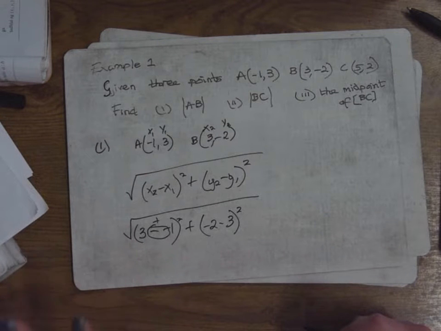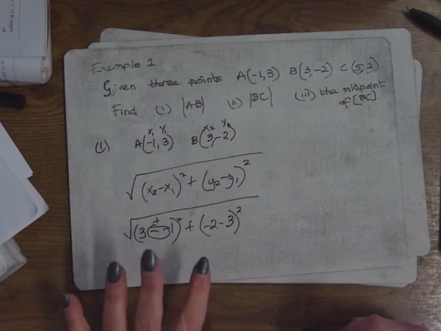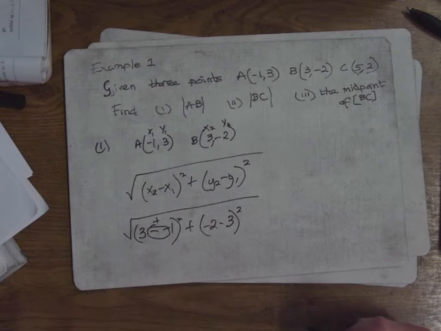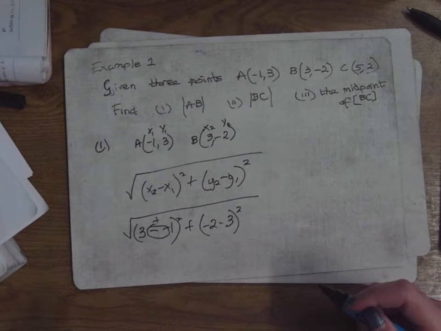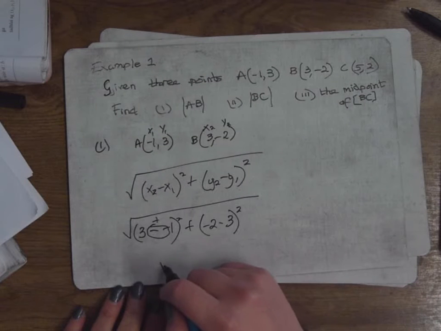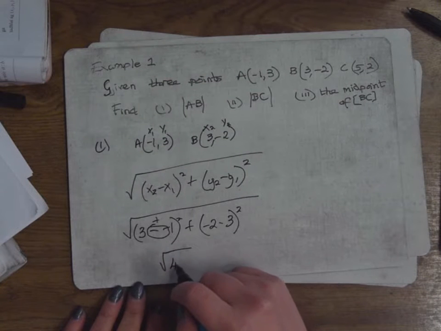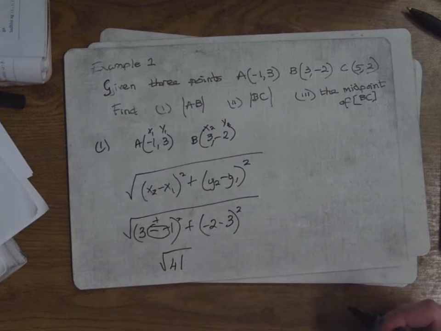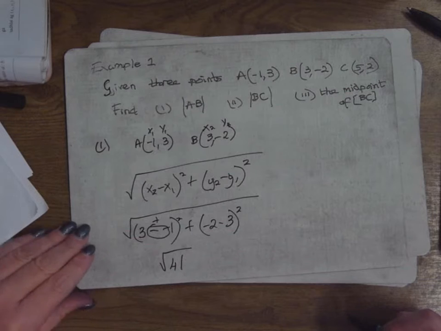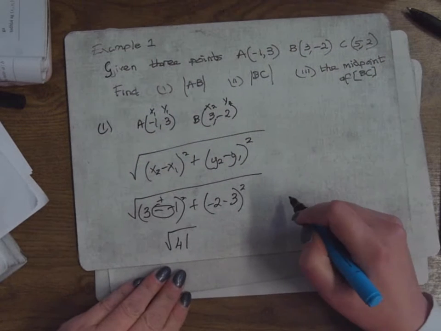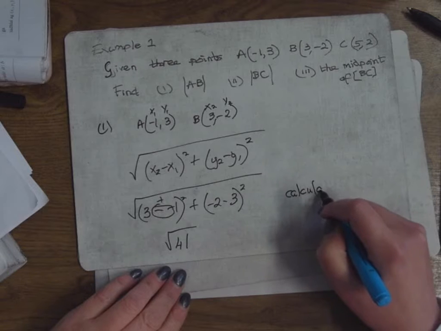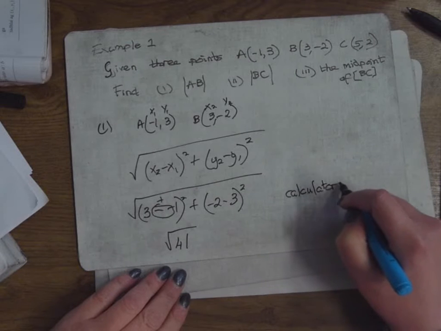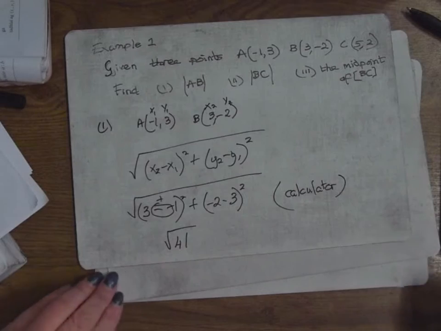You type the square root sign first, open bracket, 3 plus 1 to be squared, plus minus 2 minus 3 to be squared. And when you do all that, you'll end up with the square root of 16 plus 25, which is square root of 41. So I'm going straight from that line to the answer because I'm just going to type it into my calculator. I'll just put calculator in case you're wondering how I did that. I went straight to the calculator and typed in exactly as I see it.